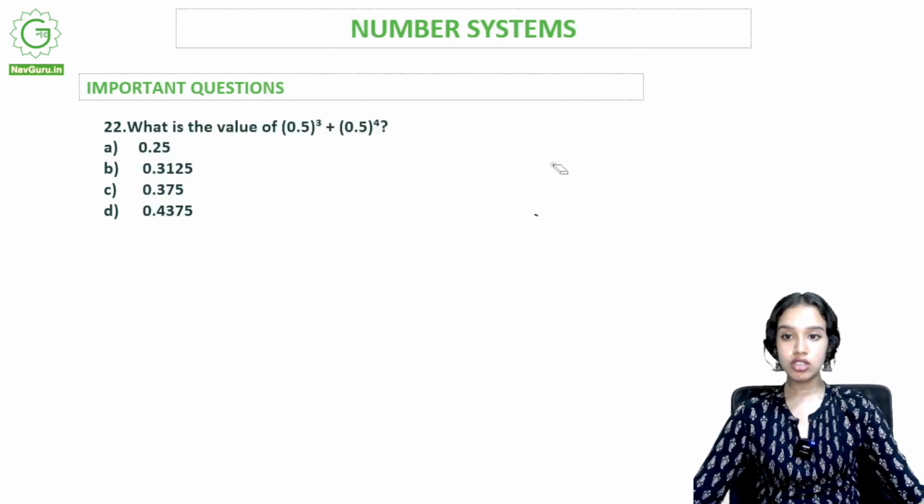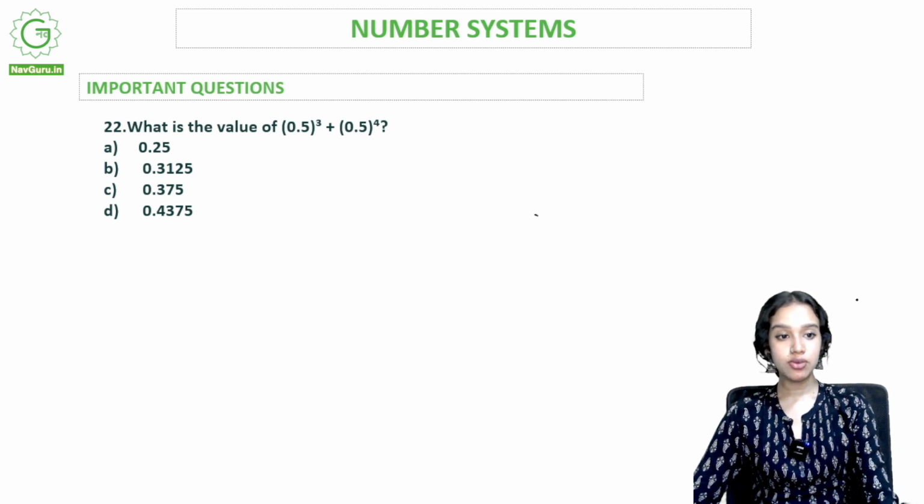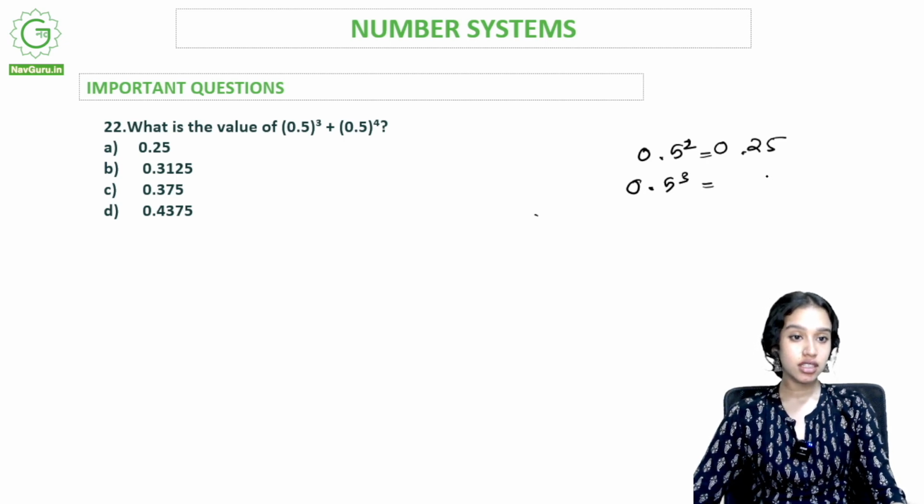So, moving on to the next question. We have the question, what is the value of 0.5 whole raised to 3 plus 0.5 whole raised to 4? For this, we need to find the value of 0.5 cube and 0.5 raised to 4. We know that 0.5 raised to 2 is 5 into 5 is 25, and we put 2 decimal places, that is 0.25.